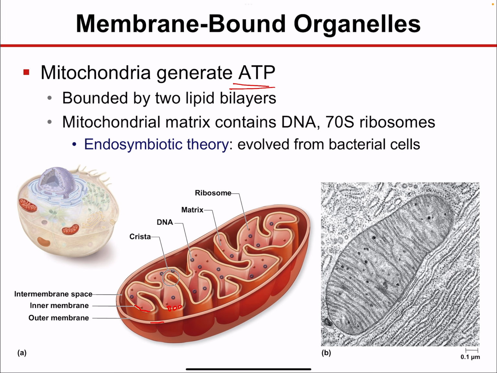Now, what is interesting about mitochondria is that they have ribosomes. These ribosomes are 70S ribosomes, okay? Just like prokaryotes. In addition to that, mitochondria have DNA.